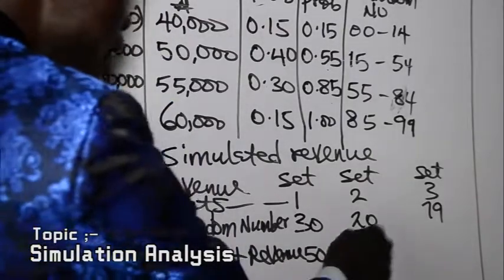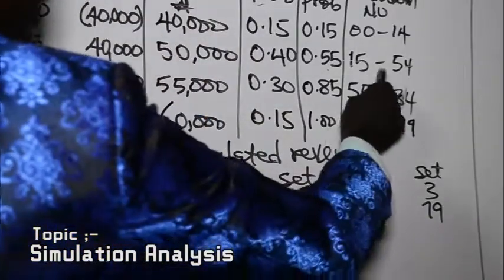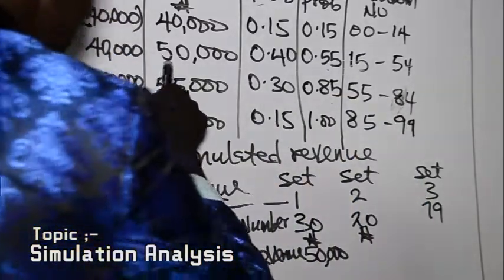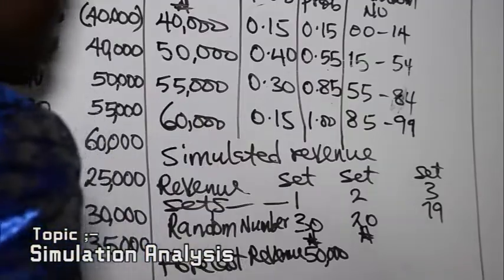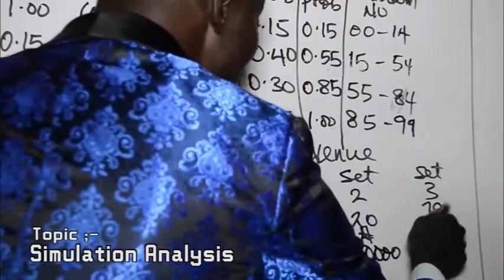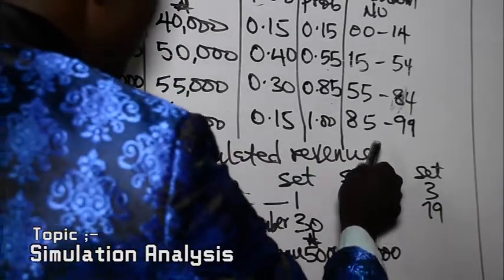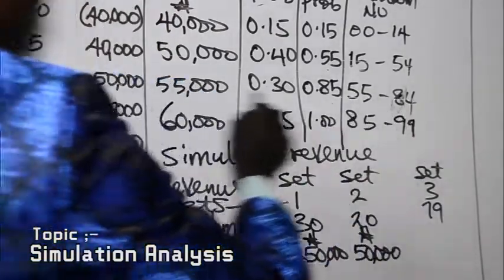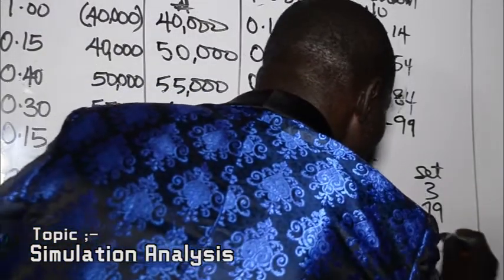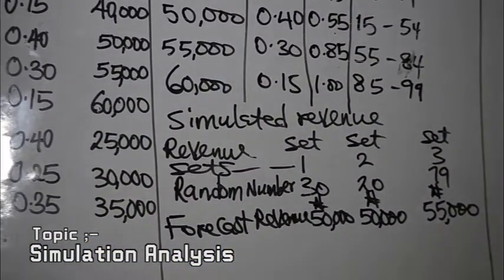Then the second random number is 20. Where can the 20 be obtained? It still falls within the same range, between 15 and 54. That means the simulated or forecast revenue will also be 50,000. The third random number is 79. 79 lies between 55 and 84, and the revenue within that level is 55,000. So we have our forecast revenue to be 55,000. That is the simulated revenue.